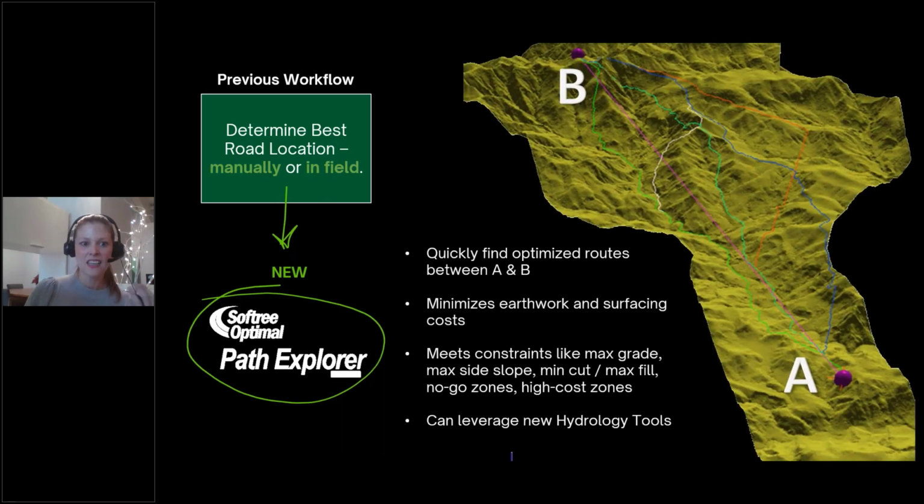So as I said before, we're finding our roads kind of manually, and now we're moving into this more generative space using, I'm going to call it, a basic AI tool. So Path Explorer is quickly finding those optimized routes between point A and point B. It considers road-specific constraints. So it's looking at your road width, your side slopes, your minimum cut, maximum fill, your curve radius, and it's generating alignment options for you that are looking to optimize the earthwork.